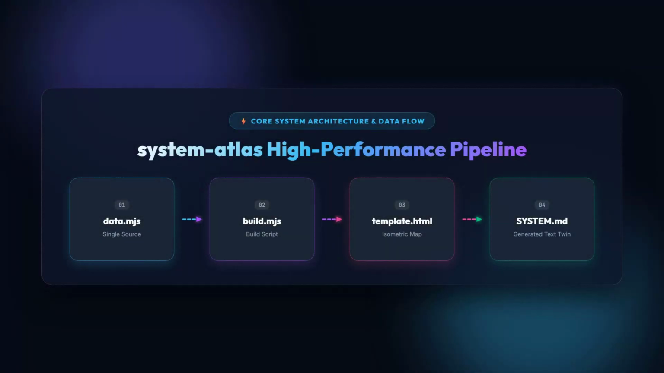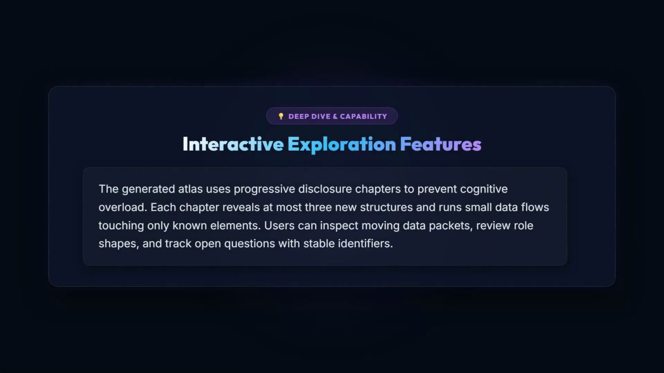The architecture revolves around a single data file, data.mjs, which contains all structural positions, role shapes, flows, and questions. Running the build script via build.mjs parses this single source of truth to emit both the browser renderer template.html and the generated markdown twin. The generated atlas uses progressive disclosure chapters to prevent cognitive overload.